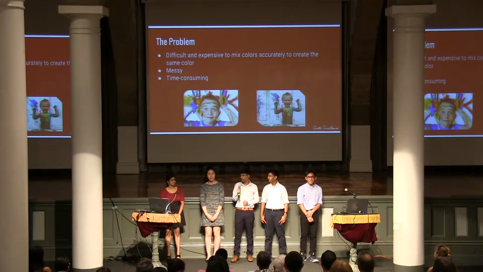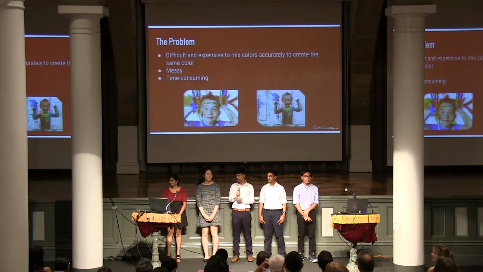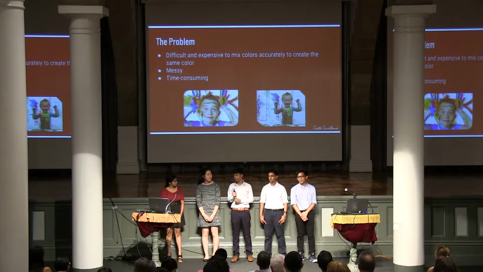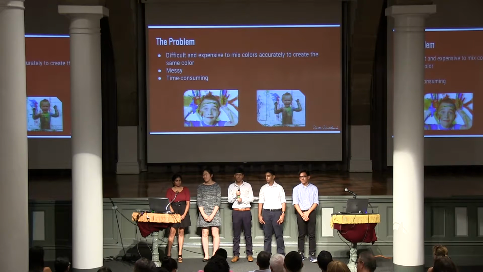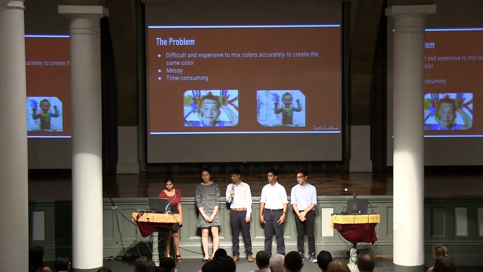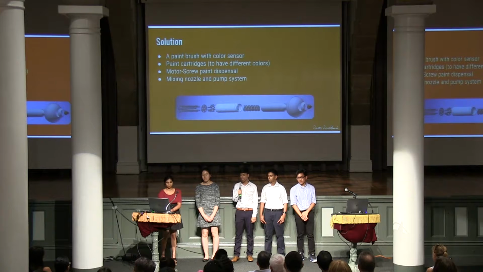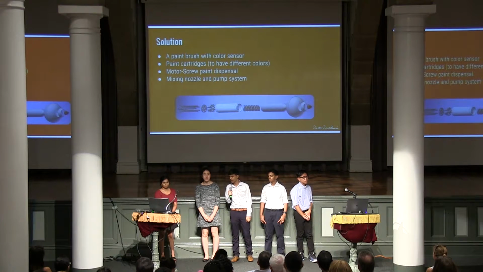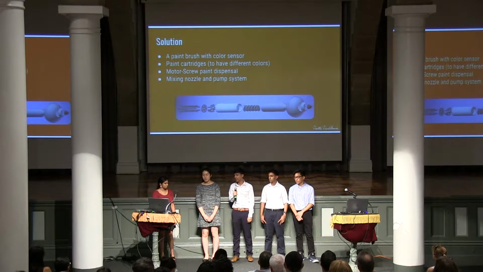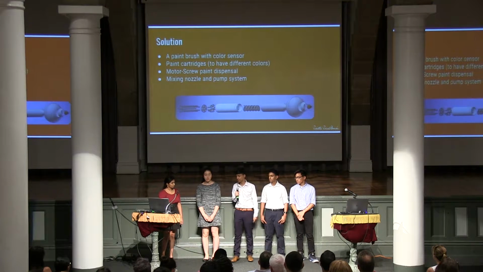All right, so the problem is it's really hard to mix paint to get the exact color that you want, and when you try to do so, it takes a lot of time and you end up being very messy, as you can see. So we thought of making a paintbrush that can scan any color, and it would have motors, screws, and mixing nozzles to mix the colors. And all you have to do is squeeze the pump to get the paint out, and you can paint with the color that you scanned.